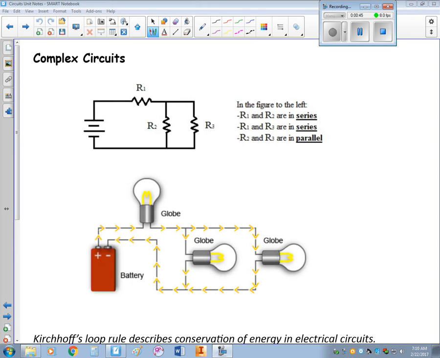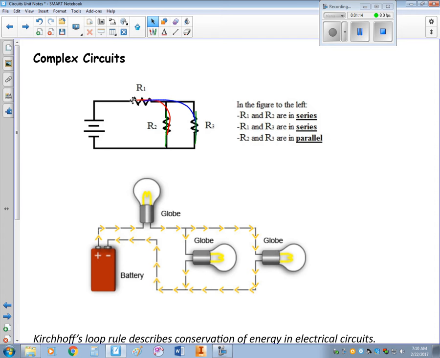So in this first example, R1 and R2 are in series, because we can see how R1 and R2 are on the same line. R1 and R3 are in series. We can see how they're in the same line. But R2 and R3 are parallel. So just looking at this, I would say that R1 is in series with R2 and R3, or R2 and R3 are parallel.